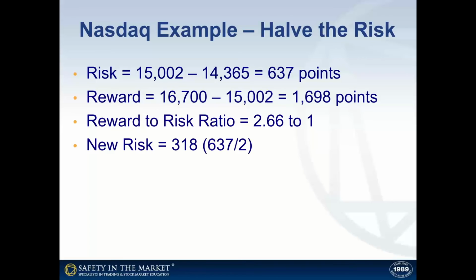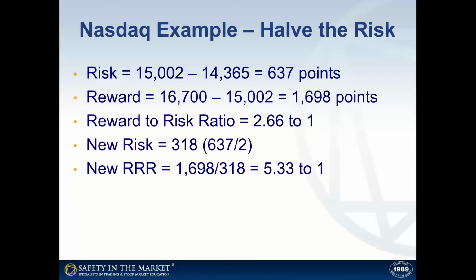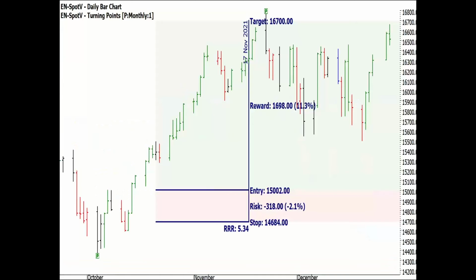If we halve our risk, that gives us a new risk figure of 318 points. That means our new reward to risk ratio would be 5.33 to 1. So how would that look? See how there's a lot more green now and the red is just a little bit smaller. Our target is still the same at 16,700.